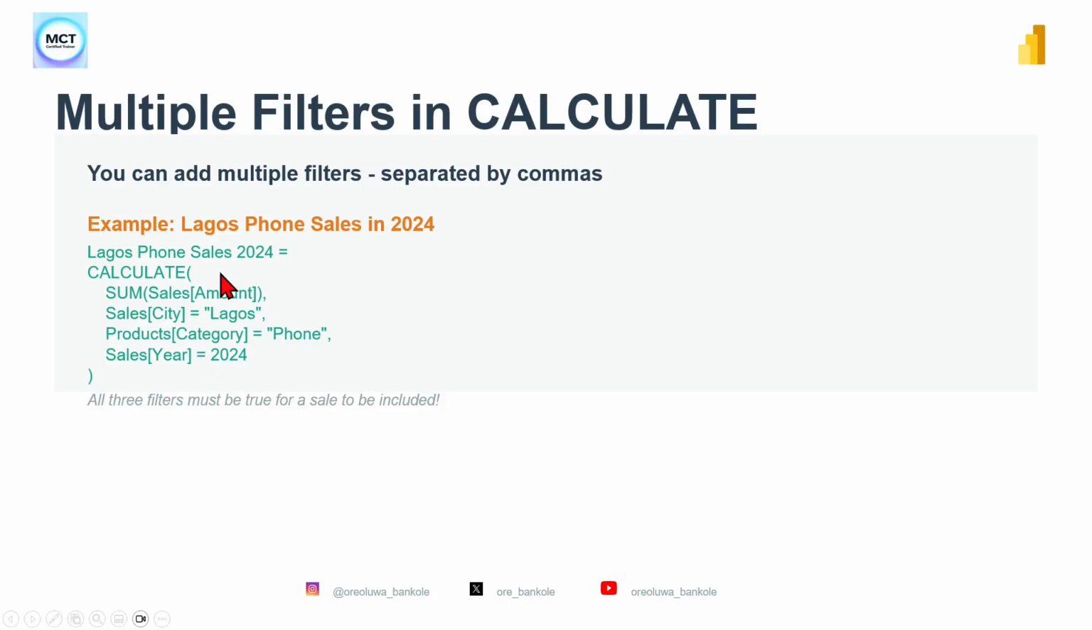First, I say CALCULATE. Then I say the sum of sales amount, which is the expression. Then what's next? The filters. The first one is the sales city, Lagos, the product category, phone, and the sales year, 2024. For this to have a result, the three of them must be true. So it will only look for where there is Lagos, where there is phone, and where there is 2024. And that is how you get your result. Please, is that understood, everybody?